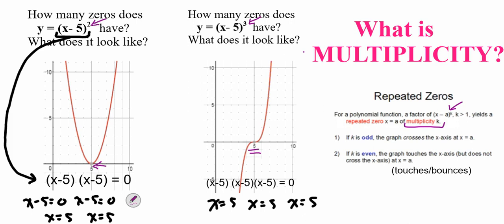And another important thing, if the exponent is odd, the graph crosses the x-axis at that repeated 0. So note that the graph at this 0 crosses right through it. But if your exponent is even, then the graph touches, I would say bounces, because that's what it looks like it's doing. It bounces right off of its 0. And yes, you need to know this. You need to know everything I've been saying in this lesson.